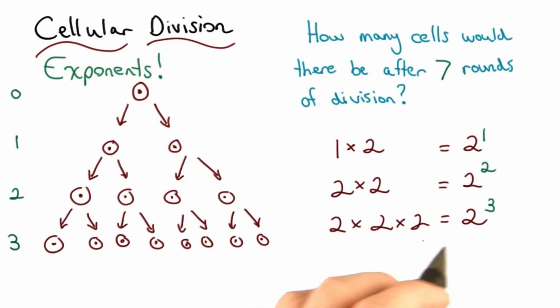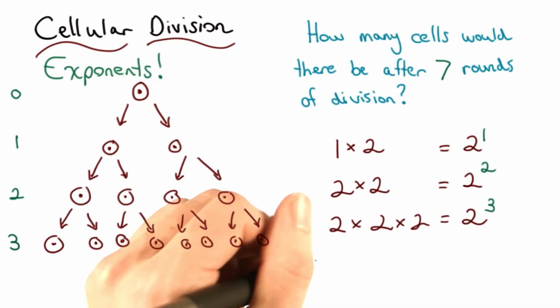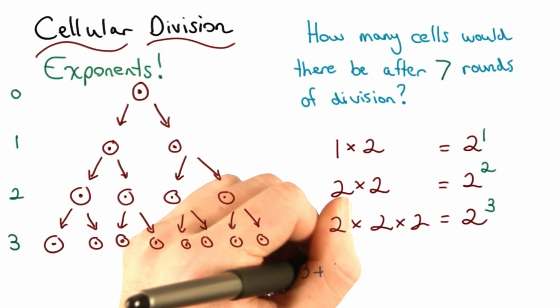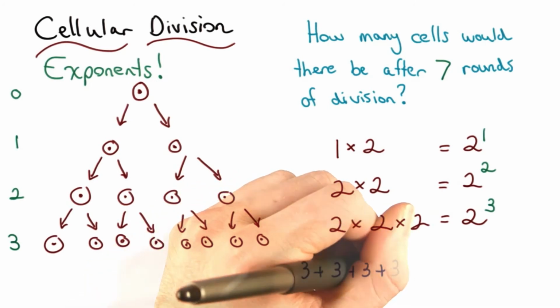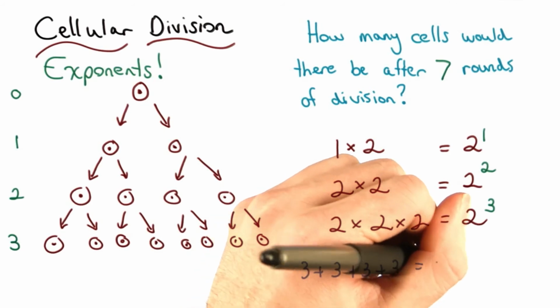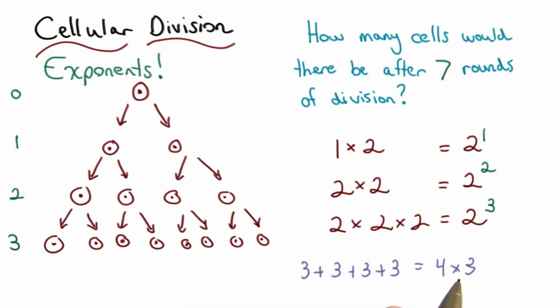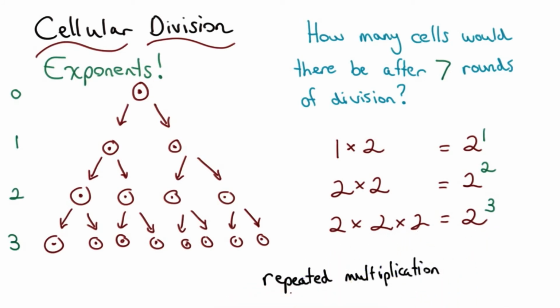Repeated multiplication is represented by an exponent. It's very similar to repeated addition, like 3 plus 3 plus 3 plus 3. I know I have 4 3s, or 4 times 3. We use multiplication to represent repeated addition. We use exponents to represent repeated multiplication. So whenever I have repeated multiplication, I can write the base raised to an exponent.